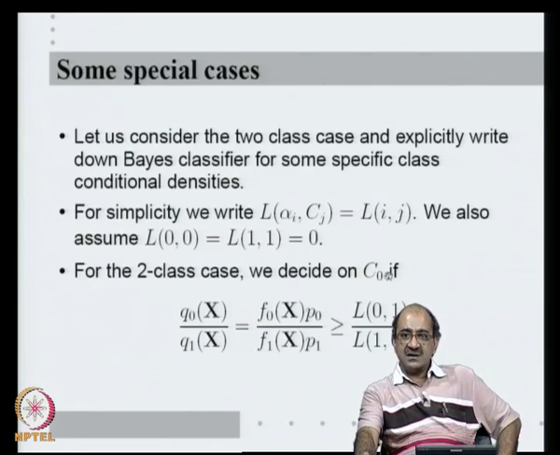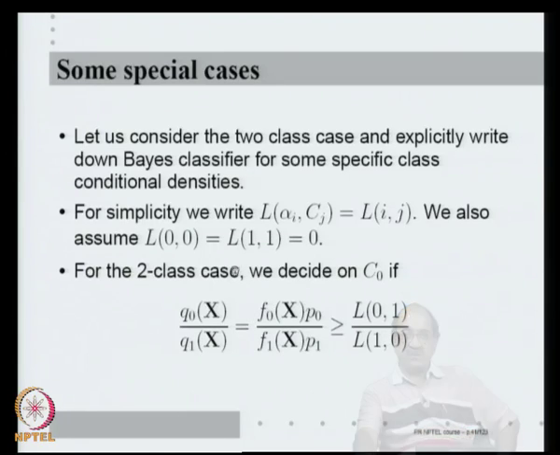So, for a 2 class case, this is the Bayes classifier. We know that q0 by q1, by Bayes theorem, is the same as f0(x) p0 by f1(x) p1, where f0 is the class conditional density for class 0 and f1 is the class conditional density for class 1, p0 is the prior probability for class 0, and p1 is the prior probability for class 1. So, for the 2 class case, we will decide on class C0 if f0 p0 by f1 p1 is greater than L01 by L10. Given the loss function values, the class conditional densities and prior probabilities, we can always calculate it.